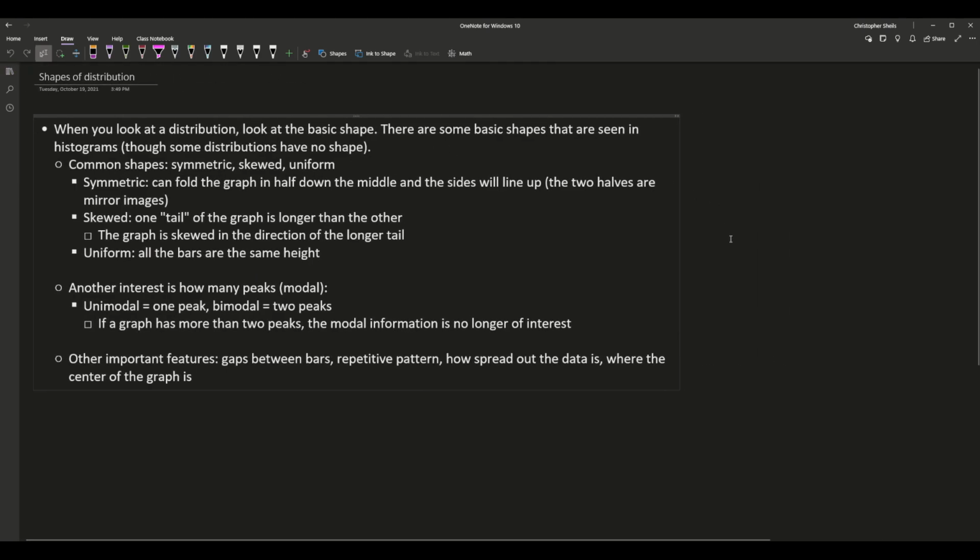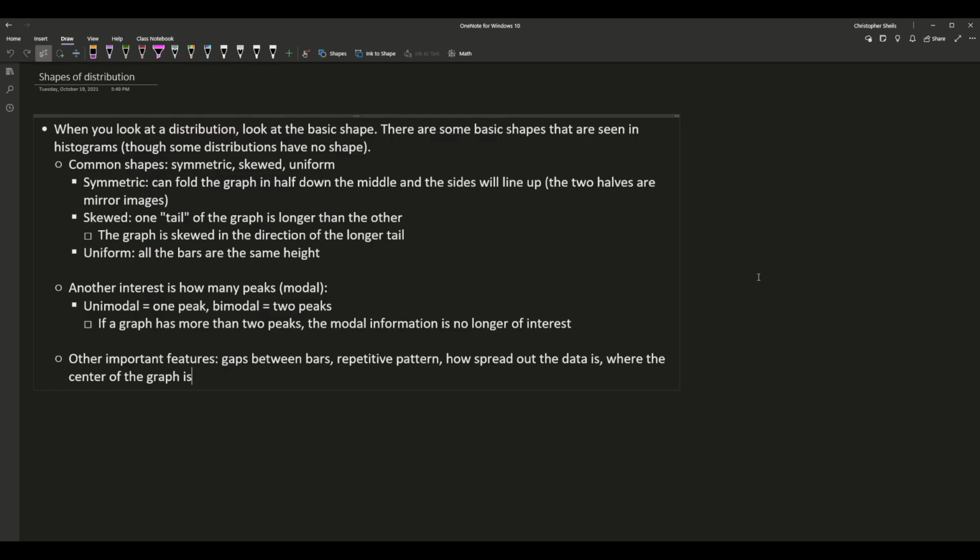Another big idea that we want to look at here is this idea of shapes of distributions. When we look at a distribution, we want to look at the basic shape of the distribution. Well, you could maybe visualize what something might look like or get an idea of it from just looking at the numbers. But typically, we're going to have to look at a graph to do this. There are some basic shapes that are seen in histograms, although some distributions do have no shape. Some common shapes are called symmetric, skewed, and uniform.